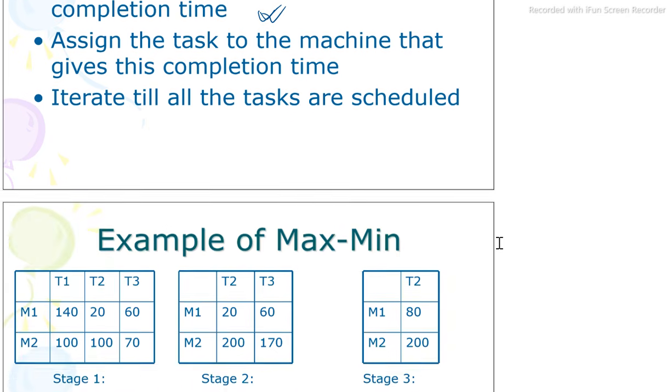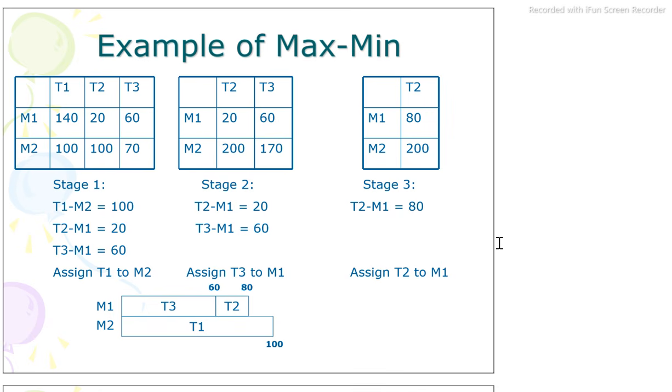So let's illustrate one example here. In this example, we have three tasks T1, T2, T3, and two machines M1 and M2 with us. So we can say that it is an ETC matrix, expected time to compute matrix. If you want to learn more about the ETC matrix, you can refer to the previous video lectures. This is an ETC matrix, where we are storing the computation time of each task on each machine in the form of a matrix.